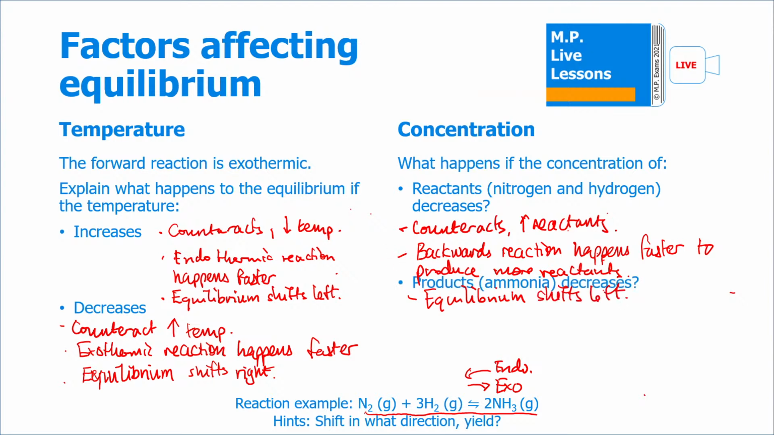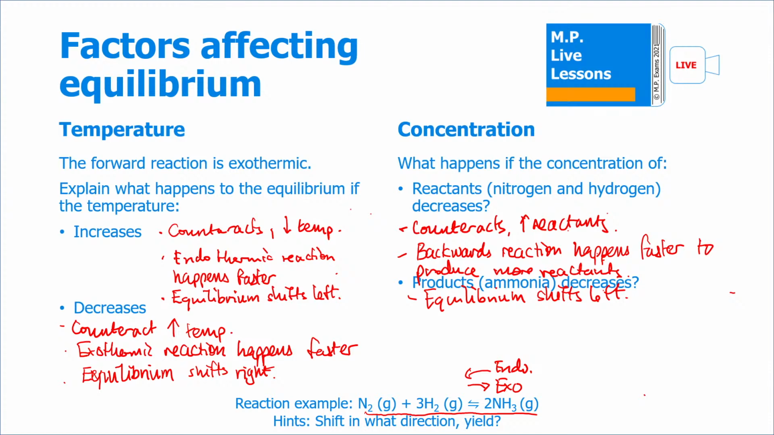Whereas the opposite happens if we decrease the amount of products. So the system will counteract by increasing the number of products. So that means the forwards reaction from left to right happens faster to produce more of those products. That means the equilibrium shifts to the right.